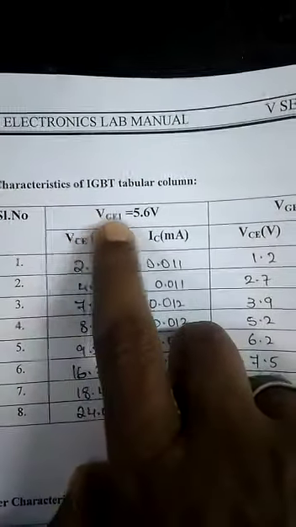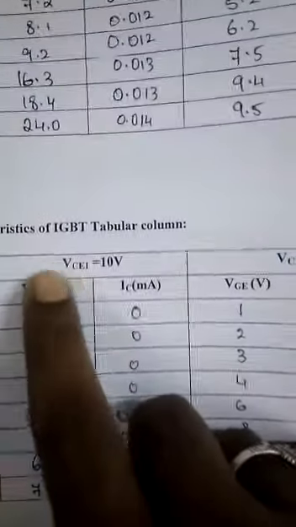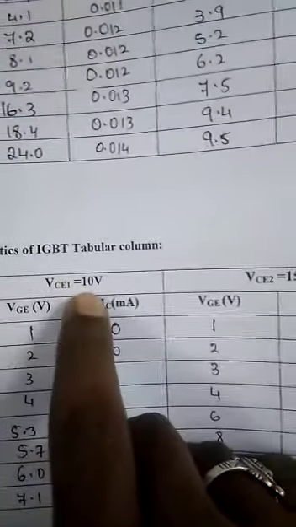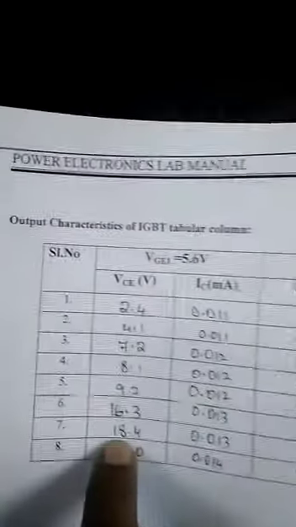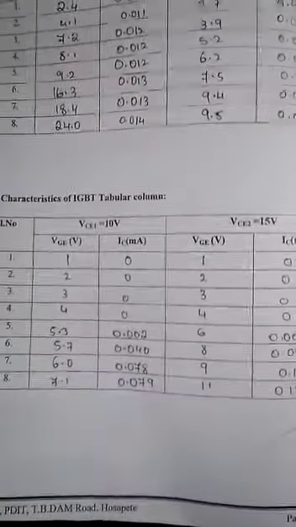Here also we are using the output characteristic of the IGBT. See, this is the output characteristic of the IGBT and also the transfer characteristic of the IGBT. In output characteristic, we set the gate to emitter voltage at 5.6 volts. In transfer characteristics, we set the collector to emitter voltage at 10 volts. This is the tabular column of output characteristics. These two are the tabular column of the transfer characteristic.